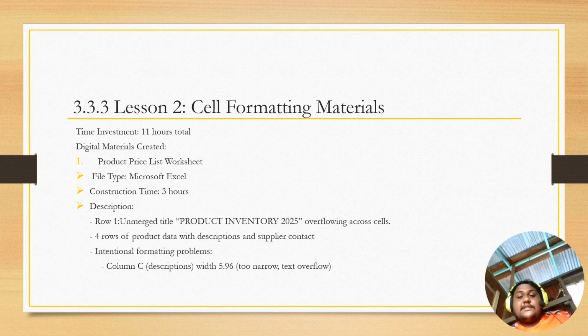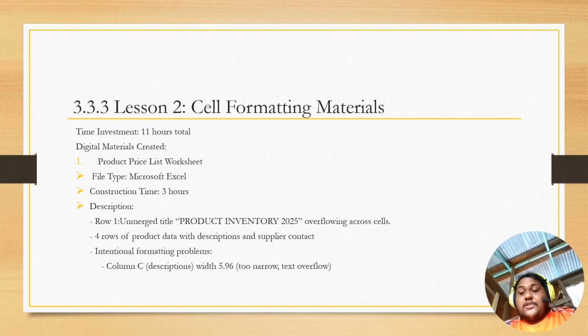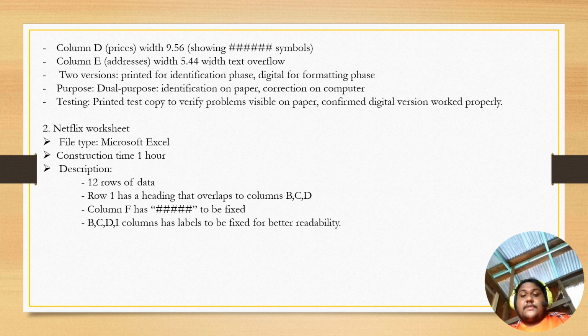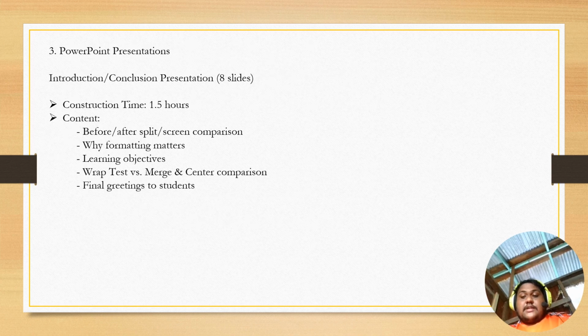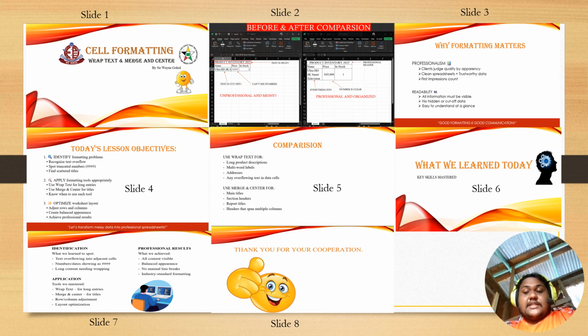Now let's move on to lesson two, cell formatting materials. Lesson two materials included a product price list worksheet with overflow text and a Netflix style worksheet with formatting errors to teach wrap text and merge and center. They also had a presentation highlighting why formatting matters: professionalism, readability, and communication, and compared unprofessional versus professional layouts. As you can see, this is the PowerPoint that was created, 8 slides.